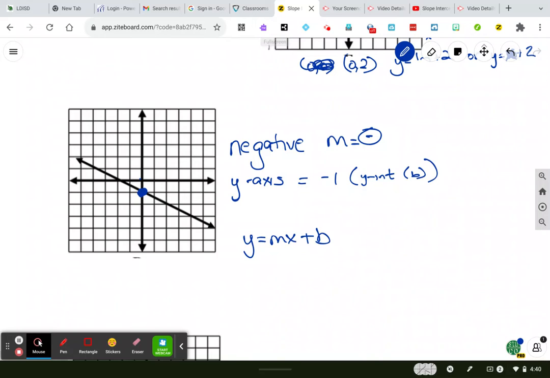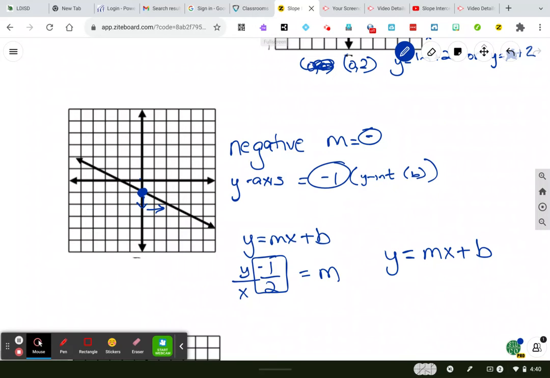It is going down 1 and over 2. So on the y-axis, it's going down 1, and on the x, it's going over 2. Down 1 means negative. So this is my slope. So my equation is y equals mx plus b. You told me that the b is negative 1, and the m is negative 1/2. So it's y equals negative 1/2 x minus 1, and it's a negative slope.